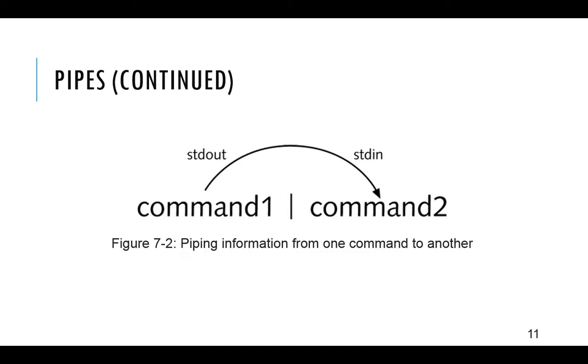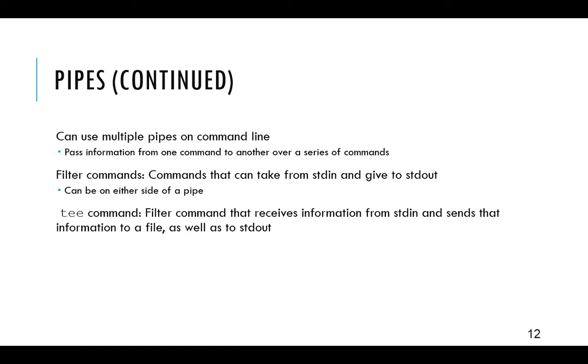All right. We can use multiple pipes on a command line, so you can have multiple sections if you want. You can filter commands by taking from a standard input and giving it to a standard output, and you can put them on either side of the pipe. It doesn't really matter.